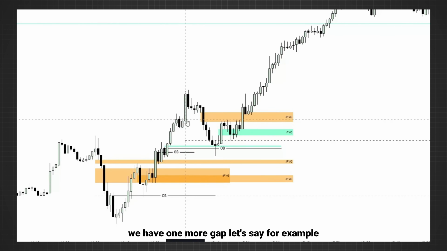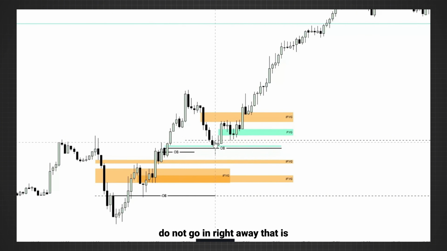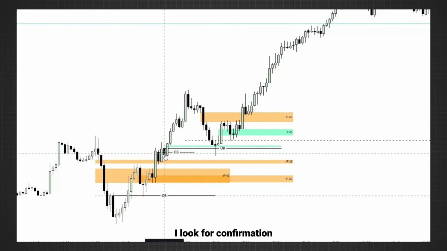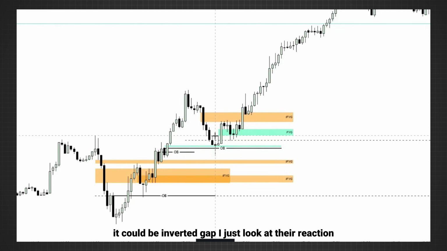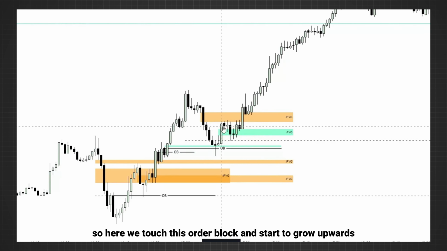We have one more gap, for example. I personally do not go in right away. That is, I set a limit and it will not work there. I look for confirmation, that is, I watch how these smart money elements react. Specifically here, order block. It could be breaker. It could be gap. It could be inverted gap. I just look at their reaction and then I bet on where the price will move next. So here we touch this order block and start to grow upwards.